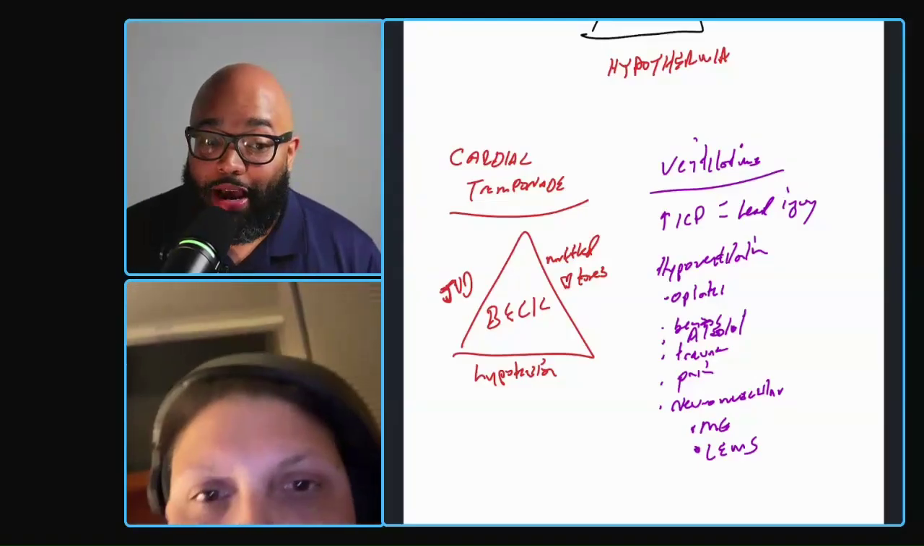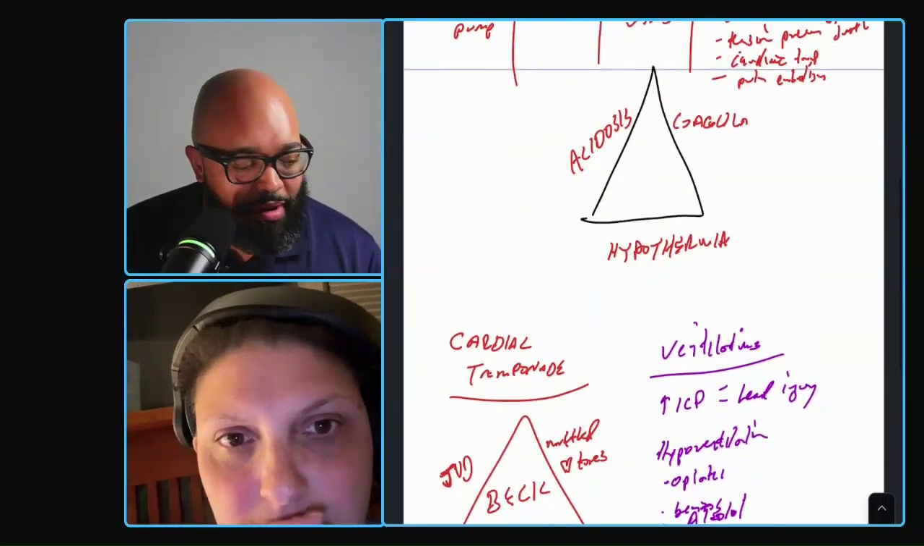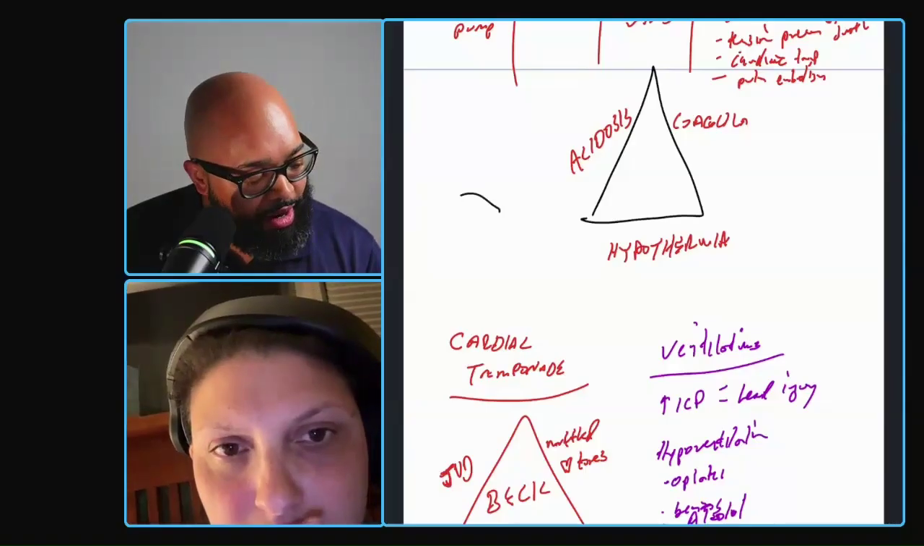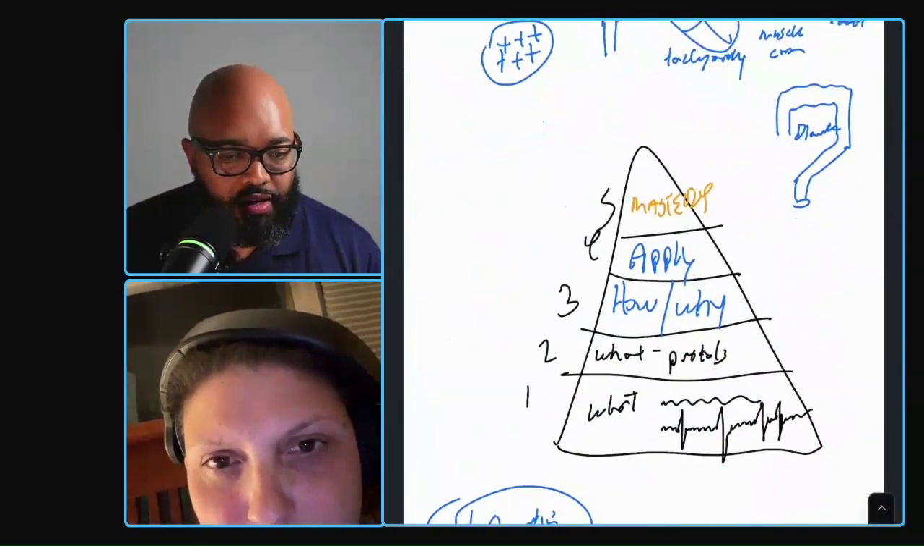Like we don't just need to memorize a random list. We need to actually understand why this is happening. Let's start with a muffled heart tone. So first of all, what is a cardiac tamponade? What is it? Let's level 1 knowledge.